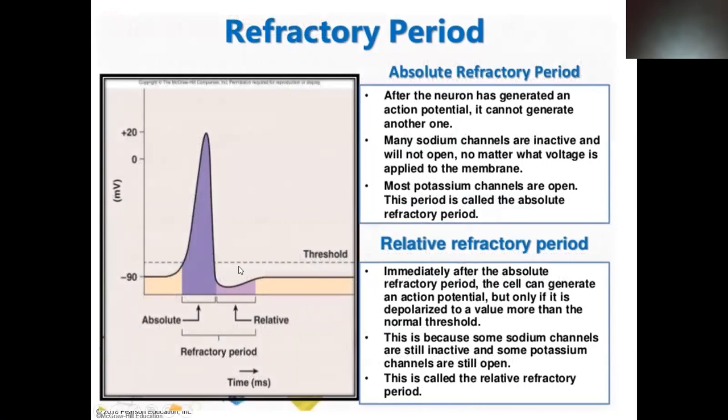Let's look at this graph so you can see with the dark purple, this is called the absolute refractory period. You can see here that this takes up pretty much the entire time of depolarization and repolarization. The absolute refractory period means absolutely not. Does not matter how strong the stimulus is. It is not going to fire another action potential. Really, no matter what you do, it's irrelevant. Okay? No more action potential in the absolute refractory period.